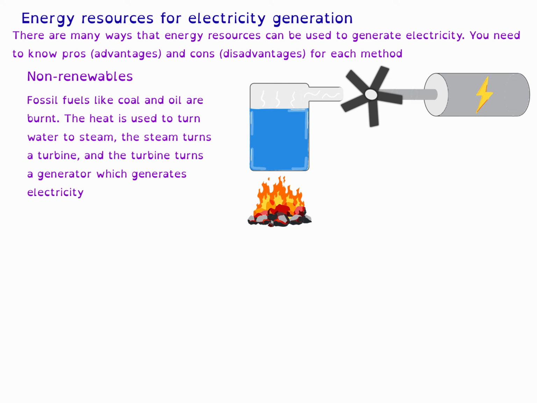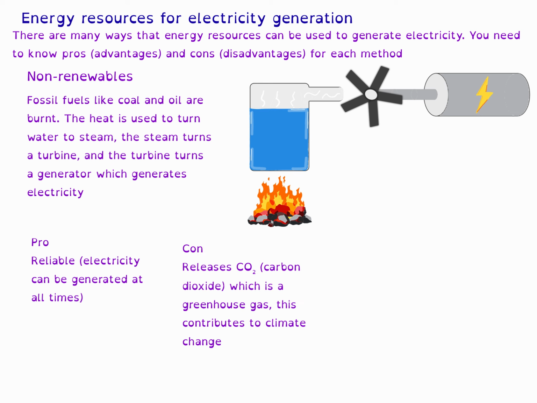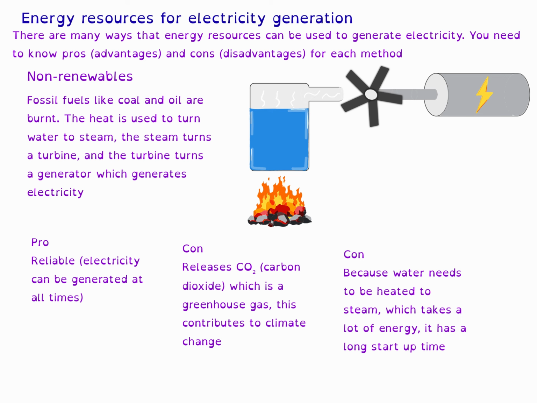This method is reliable, which means the electricity can be generated at all times. However, it releases carbon dioxide, CO2, which is a greenhouse gas. This contributes to climate change. Also, because the water needs to be heated to steam, this takes a lot of energy and a lot of time. It has a long start-up time. It takes a while for a coal or an oil-powered power station to actually start to produce electricity.